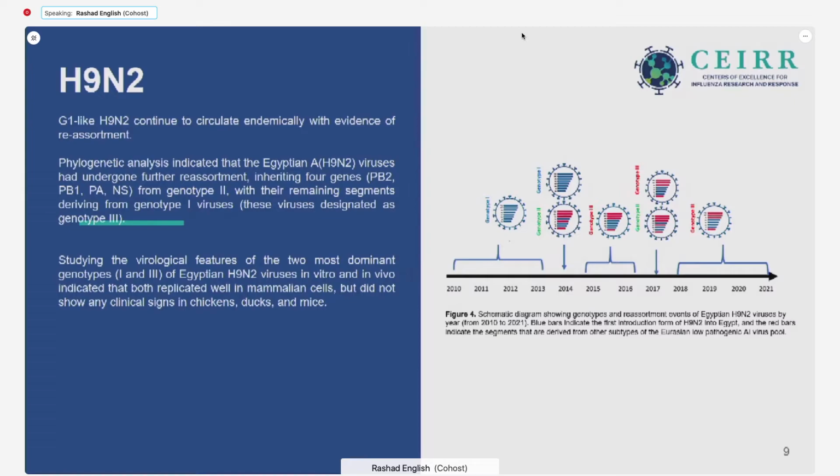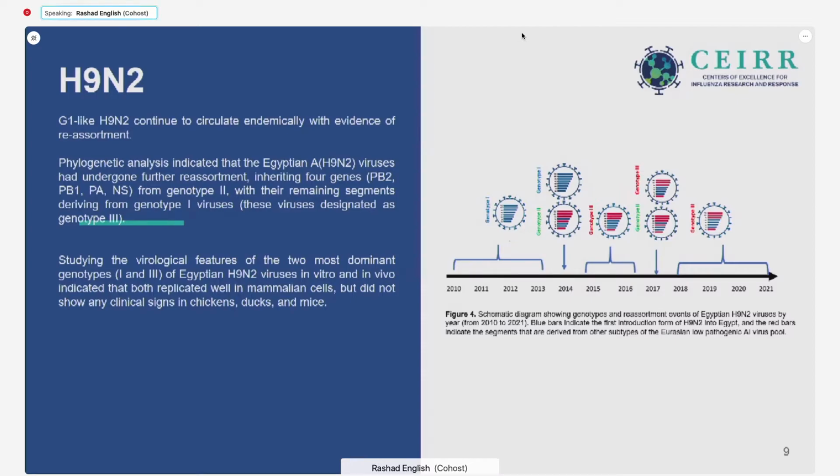So when you look at these viruses, we know that it is endemic, but we have been seeing evidence of reassortment, and this reassortment is actually happening in the country. So it picks up genes from viruses that are being brought in by the wild birds, and then new genotypes are happening all the time. And we've been seeing this at a really, really fast rate since 2011.